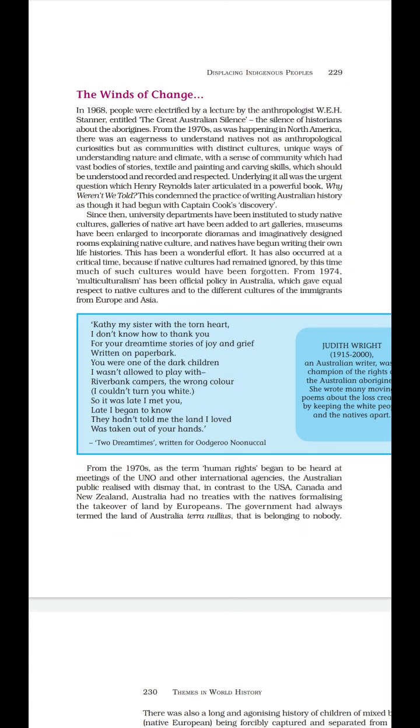And from the 1970s, the term human rights began to be heard at UNO. Before that, the land of Australia belonged to no one. That means in the UNO meeting, no one was concerned or talking about Australia. So the government termed the land of Australia Terra Nullius, which means belonging to nobody. Clear?